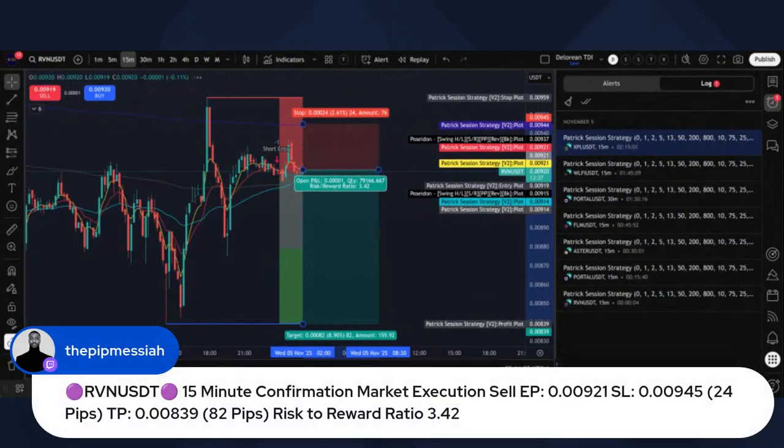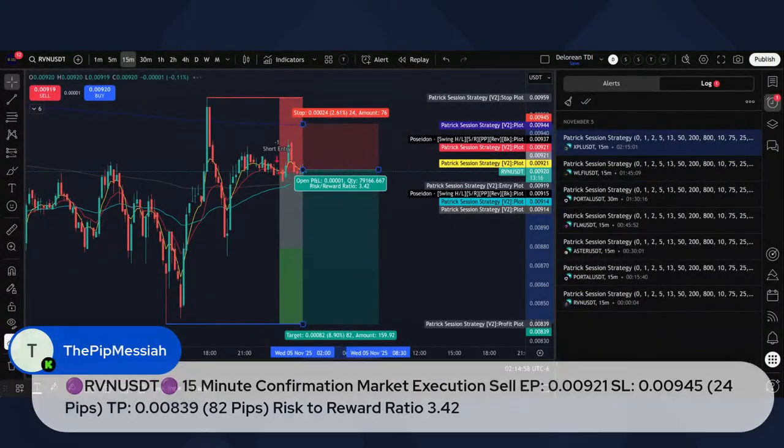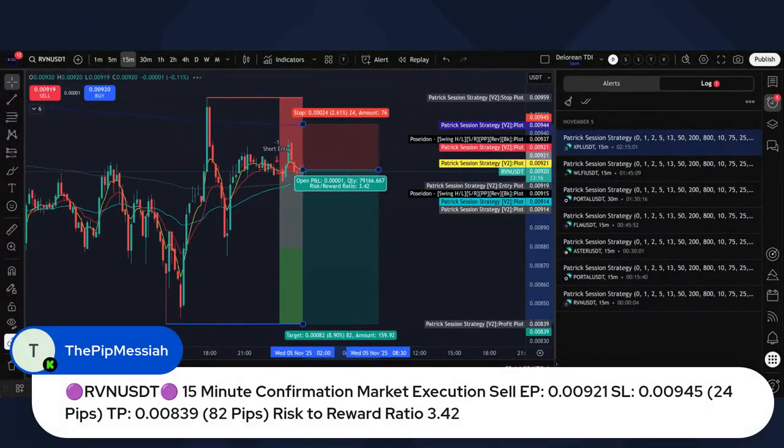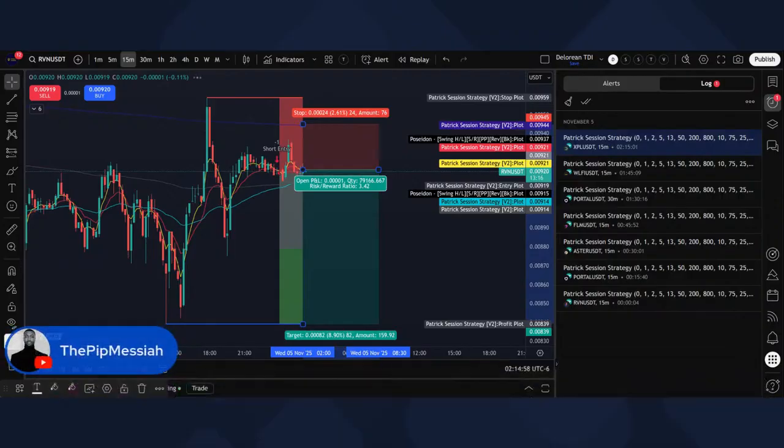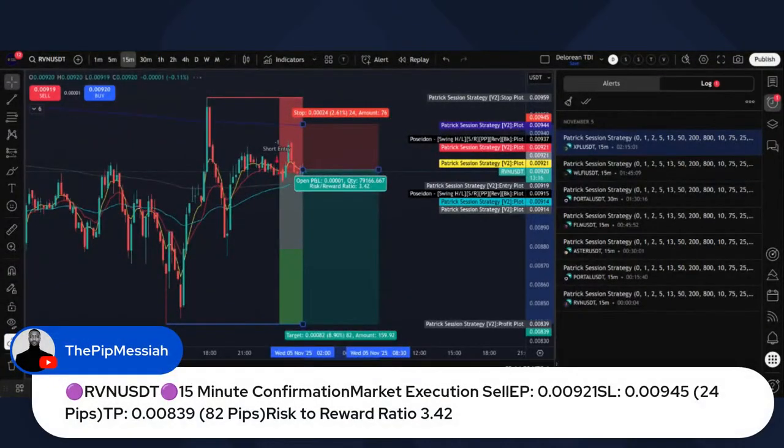Next up is RVN versus Tether, 15-minute sell. Entry is 0.00921. Stop is 0.00945 for 24 pips. Take profit is 0.00839 for 82 pips. Risk reward ratio of 3.42.